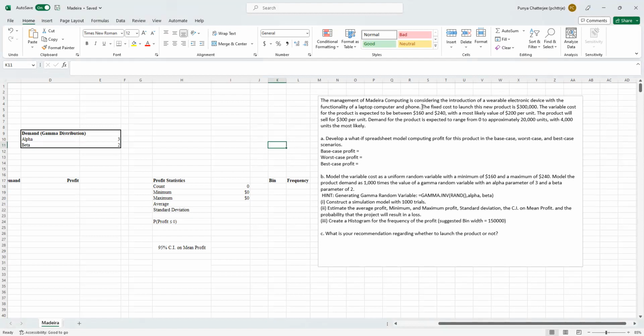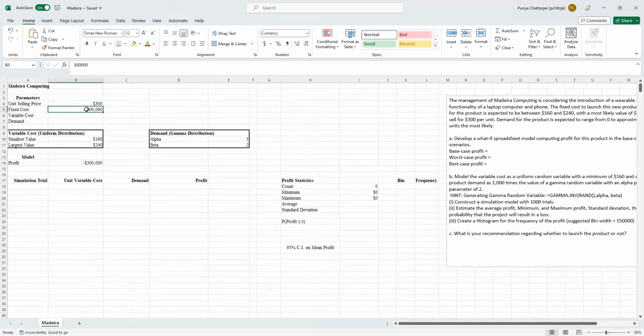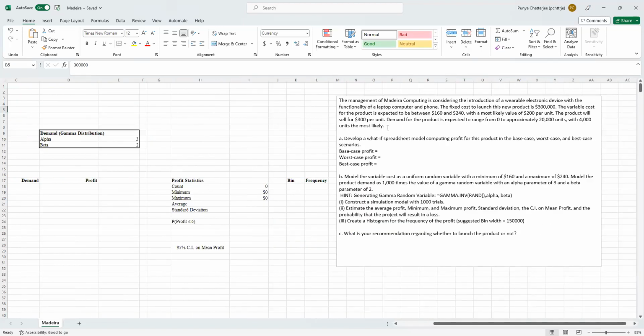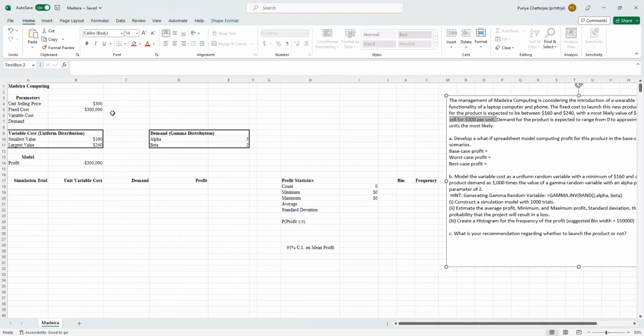So the first deterministic input that we have is the fixed cost. The fixed cost to launch this new product is known by now, and it is $300,000. So that's what I have right here, which is just the number 300,000. And then we also have that they are going to sell the product for $300 per unit. That is also not a random variable. They have decided that, and again, that is my deterministic input right here, the unit selling price.